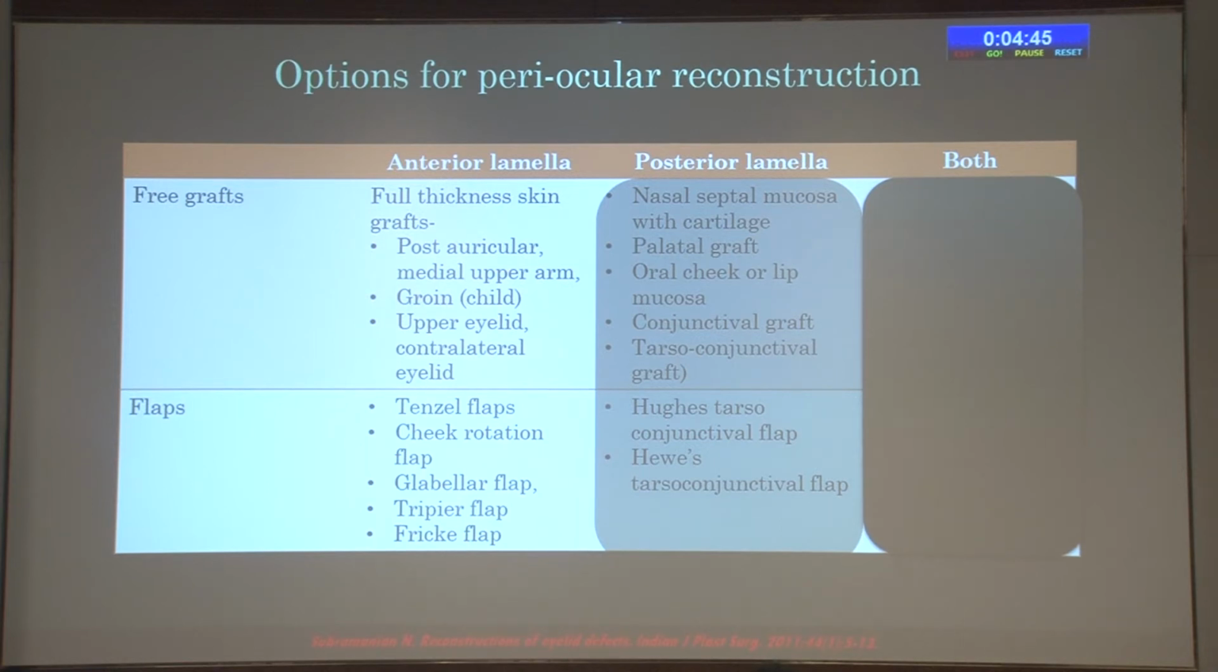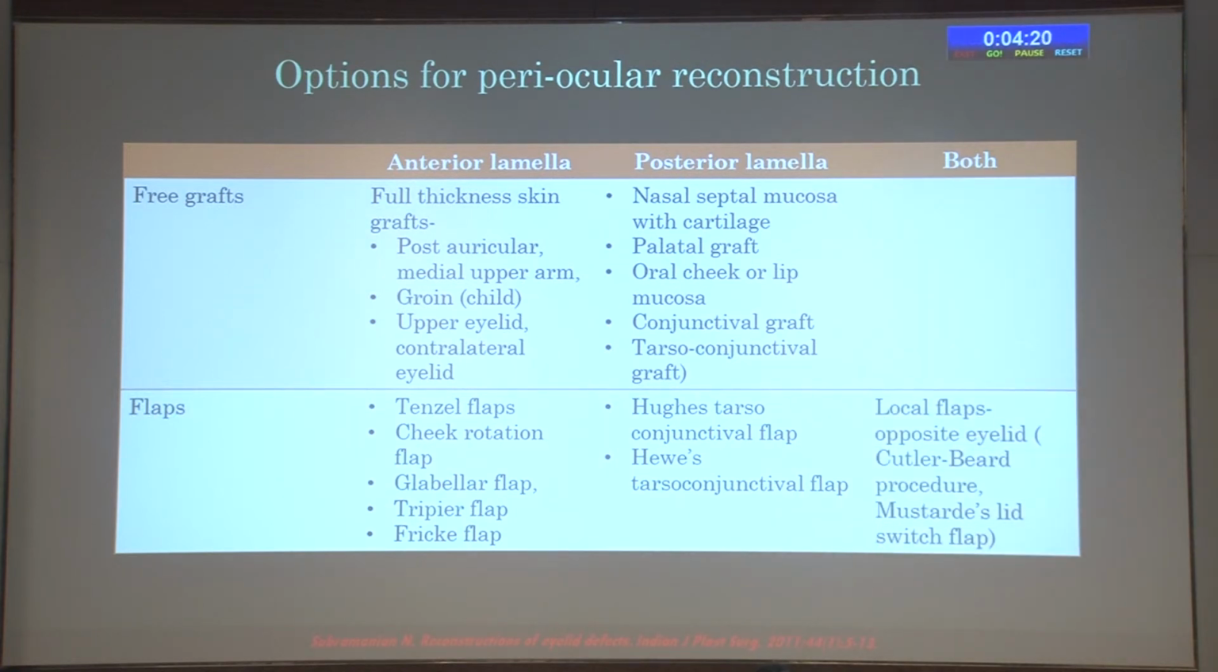Flaps that can be used in these areas are Tenzel's flap, cheek rotation flap, glabellar flap, and a Fricke flap. When it comes to the posterior lamella, it mainly is comprised of the tarsus and the mucosa. So it can be reconstructed with the nasal septal mucosa, the palatal graft, the oral or cheek or lip mucosa graft, conjunctival graft, and tarsoconjunctival graft. When it comes to the flaps, the Hughes tarsoconjunctival flap is a very popular method of reconstruction.